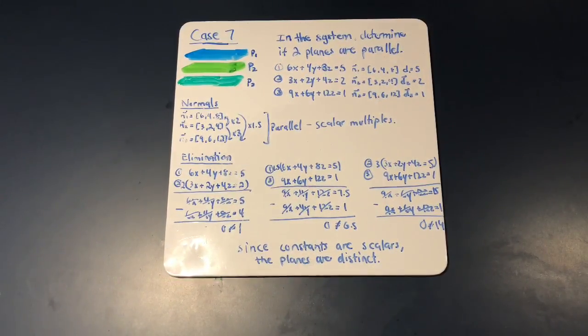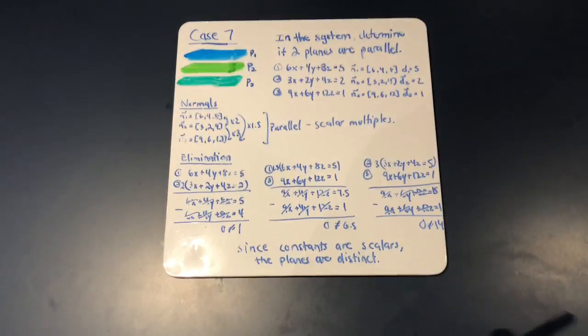Next, we'll be looking at case 7. This is when a system of planes is inconsistent and has no solutions. In this case, we're going to be looking at what happens when all the normals are parallel and at least 2 are distinct.